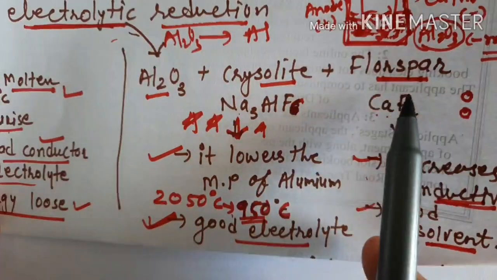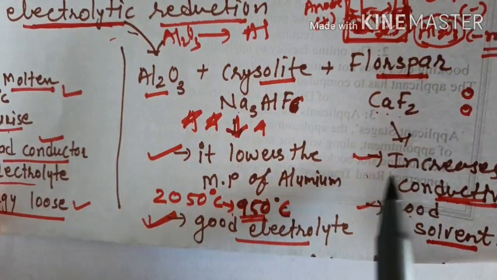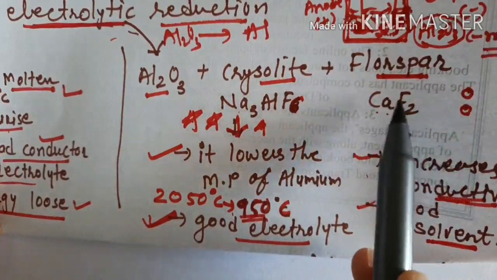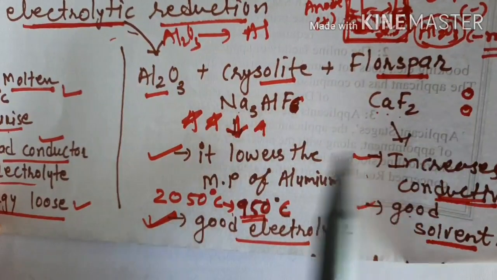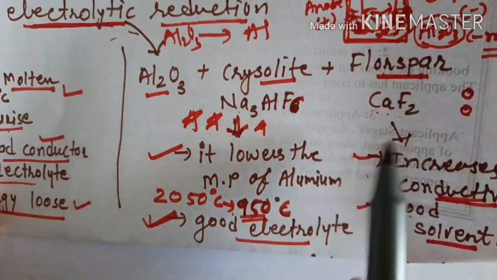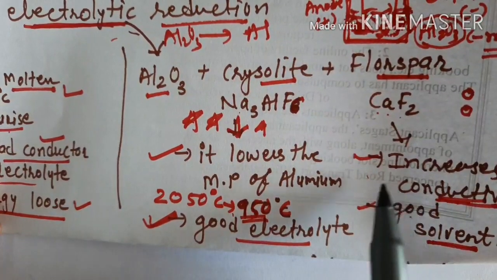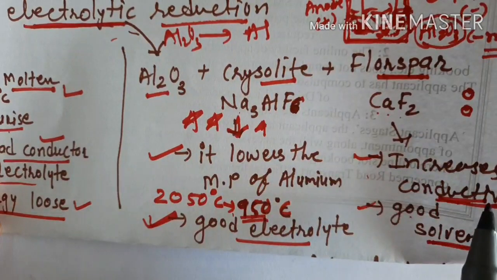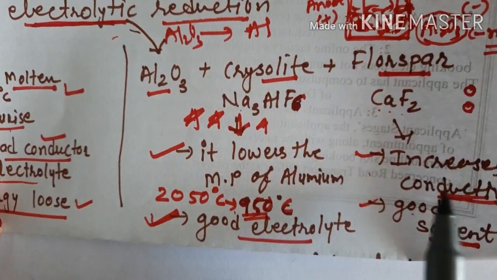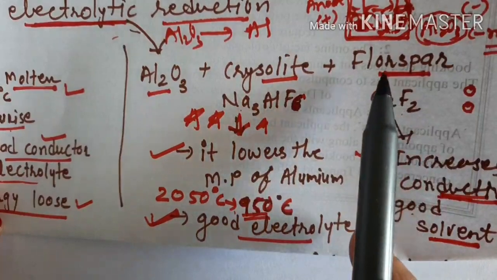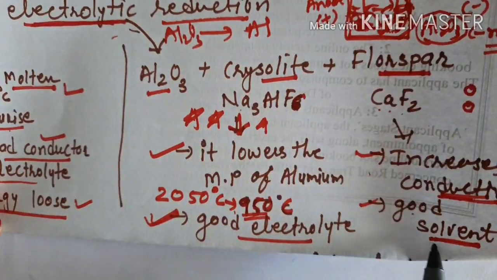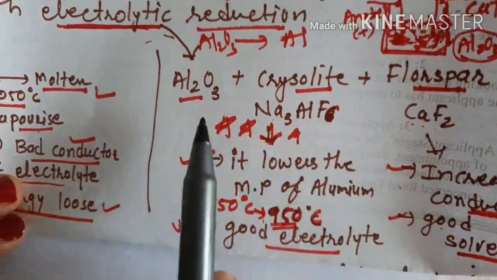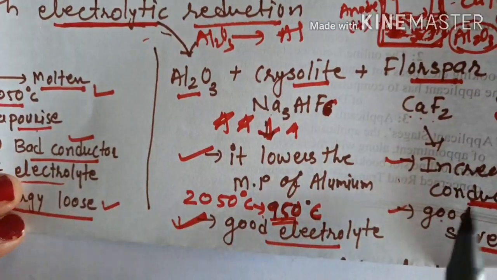Fluorspar also increases the conductivity, because of the mobility of the calcium and fluoride ions. Mobility means moving from one place to another. Since the mobility of these ions is high, they increase the conductivity of the current in the electrolyte. That is why we add fluorspar. It is also a good solvent: it can dissolve both alumina and cryolite very well.